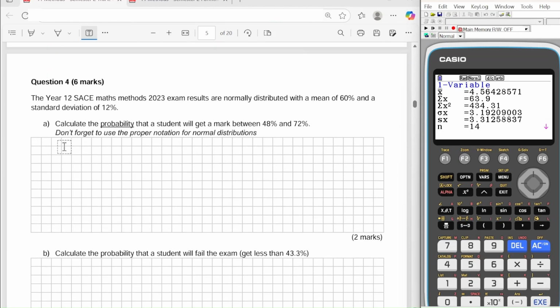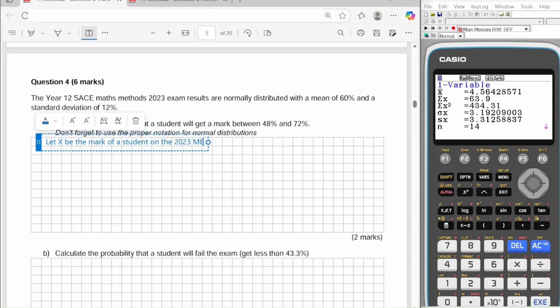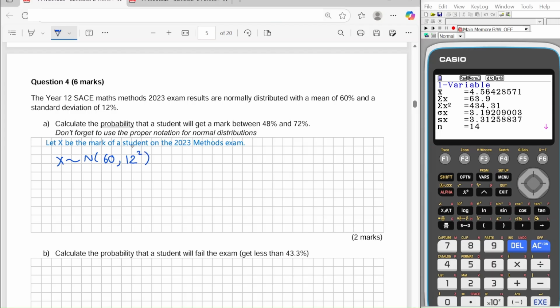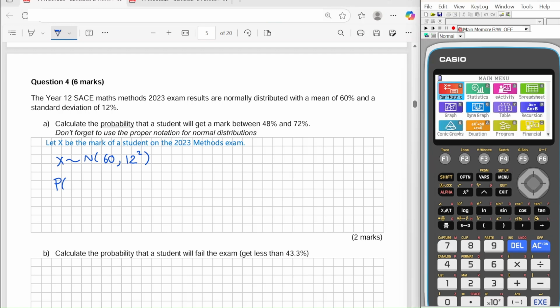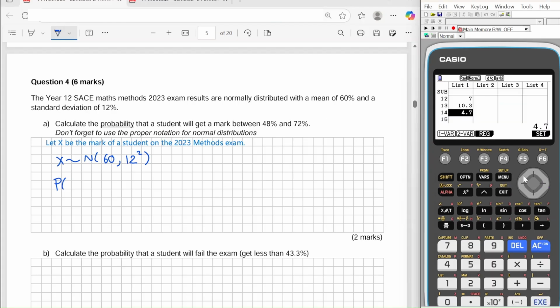Okay, we're going to use proper notation for normal distributions in this question. Let X be the mark of a student on the 2023 Methods exam. Then we need to give some notation here. So X is distributed normally. We give a mean of 60 and a standard deviation of 12. Notation-wise, it's good to put a little squared symbol up there. When people are talking about normal distributions, they like to talk about the variance instead of the standard deviation. Variance is 12 squared.